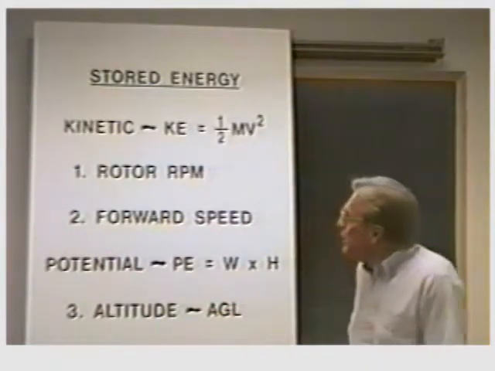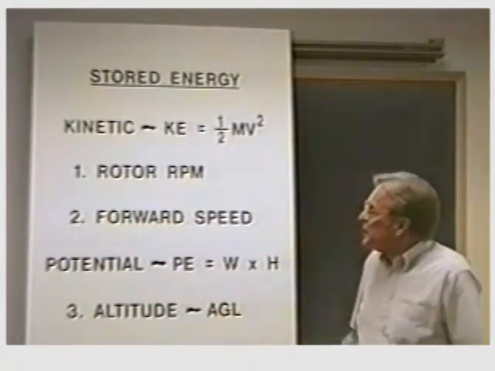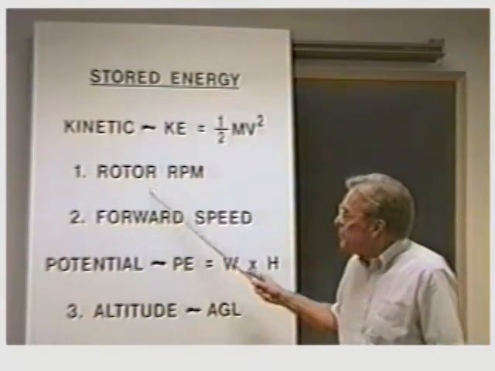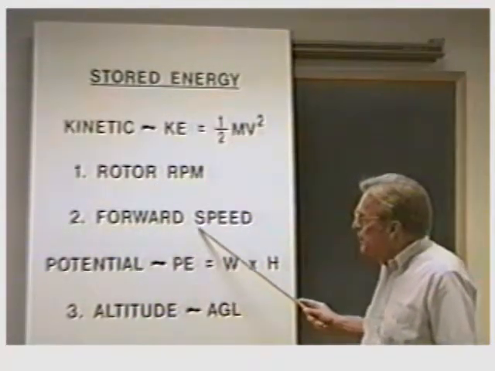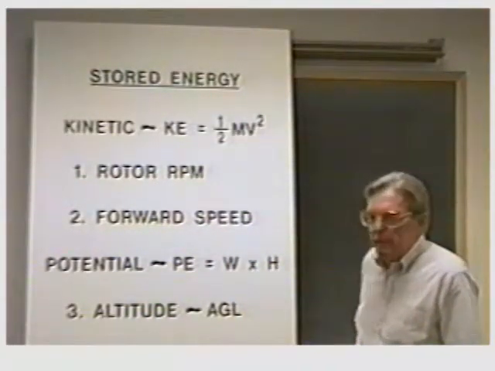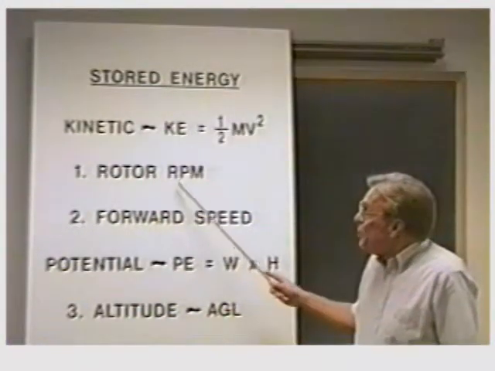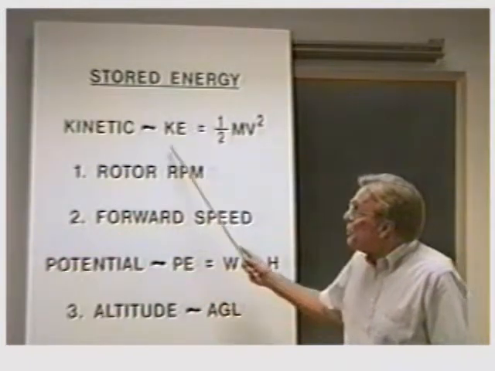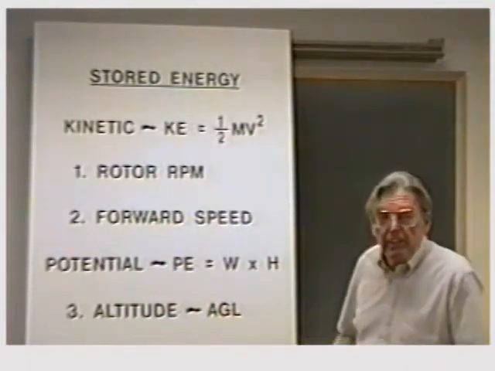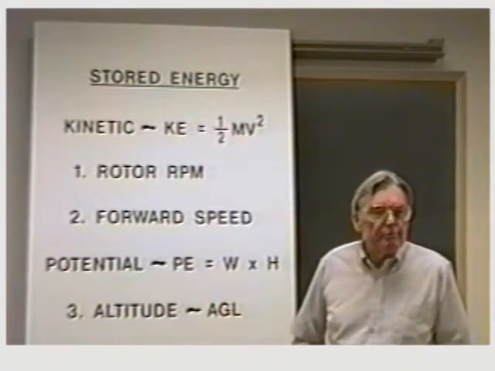The 3 places that we store energy in a helicopter are in our rotor RPM, our forward flight speed, and our altitude AGL. In the case of rotor RPM and forward flight speed, we store the energy in the form of kinetic energy, or the energy of motion.